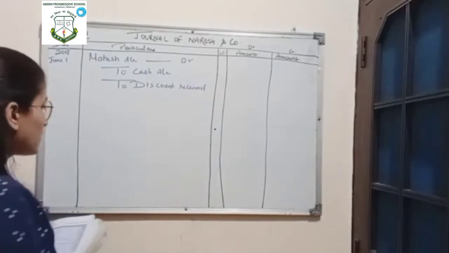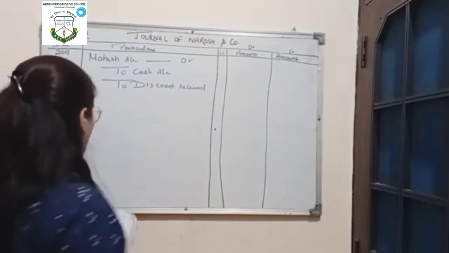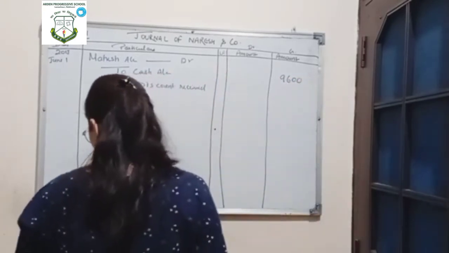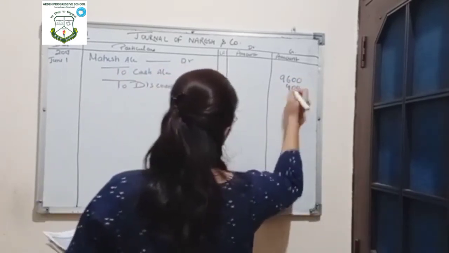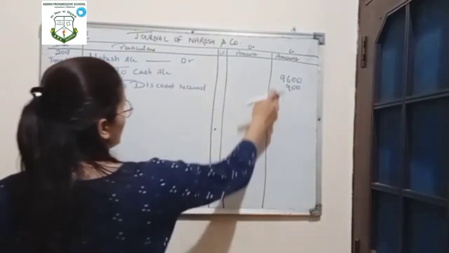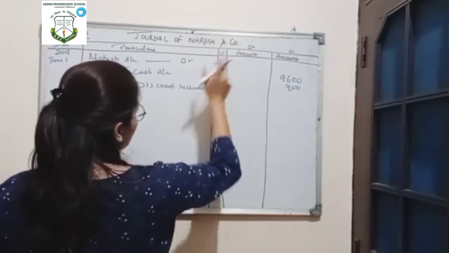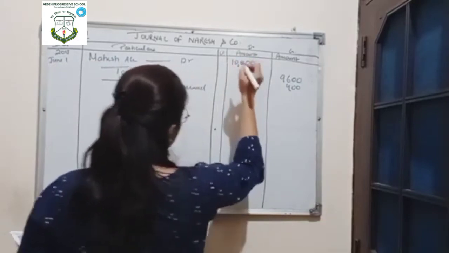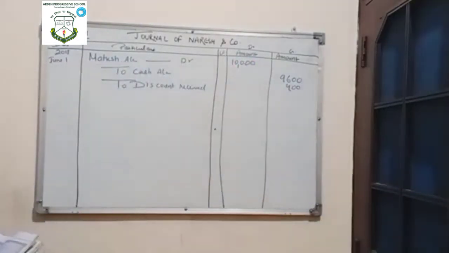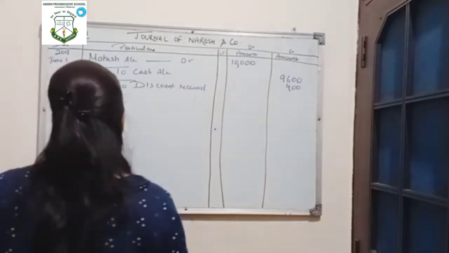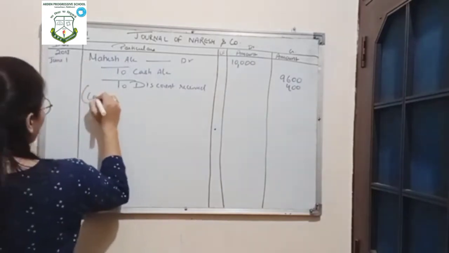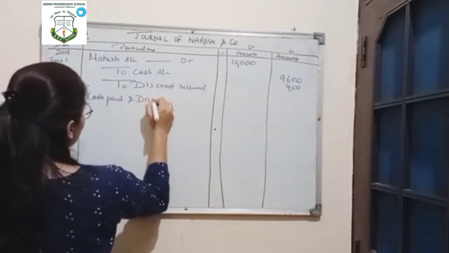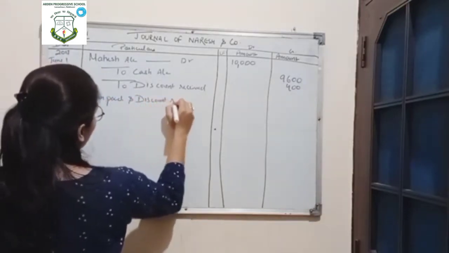received. So here as we have made the cash payment of 9,600 and discount has been received amounting to rupees 400. So total of credit balance will be debit balance here. 10,000 is the debit balance. Narration for this entry will be cash paid and discount received.